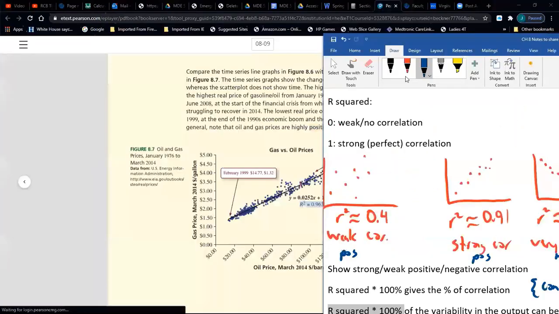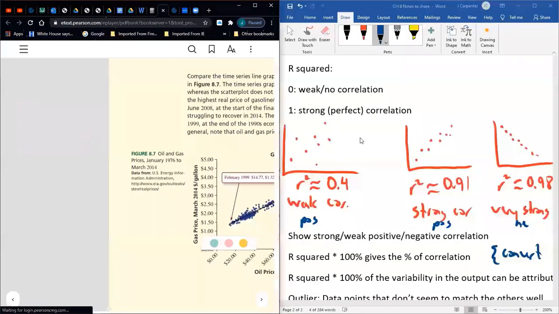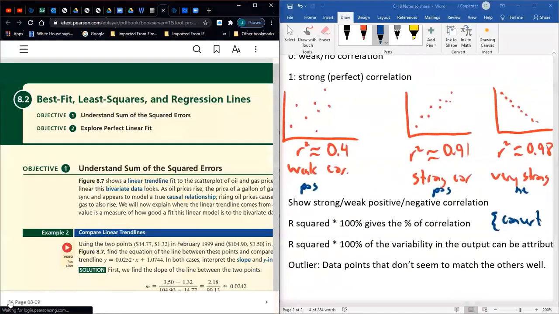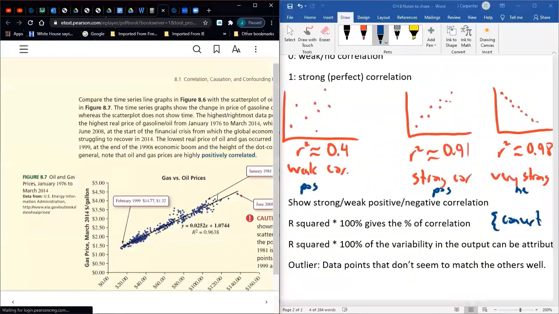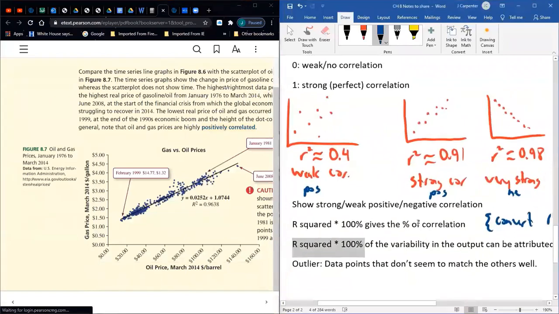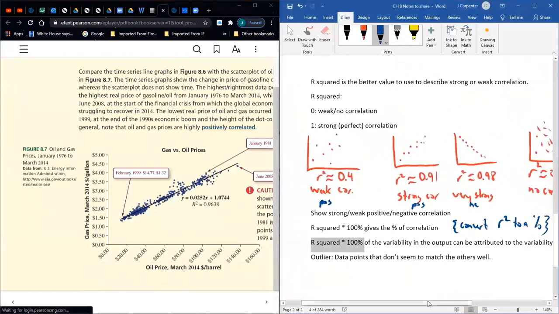Can I do this? That didn't work. Oh, no, not that, darn it, hit the wrong thing. Sorry, I got to zoom out some so you can see everything.